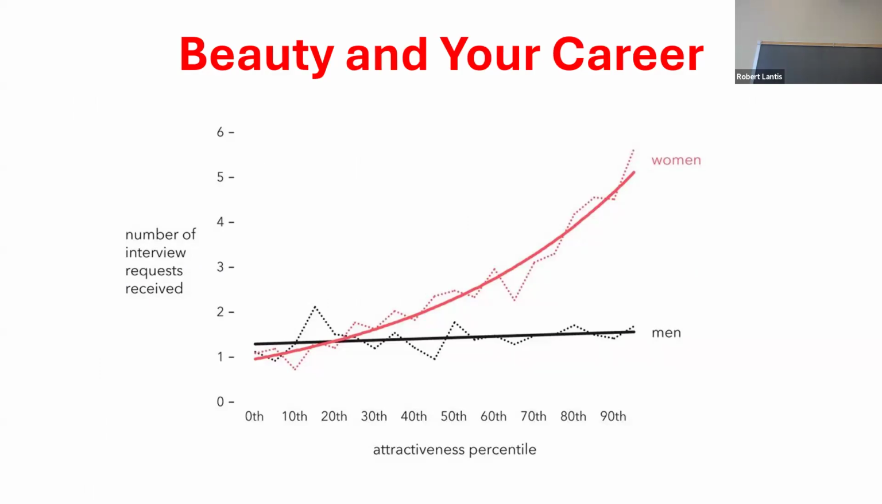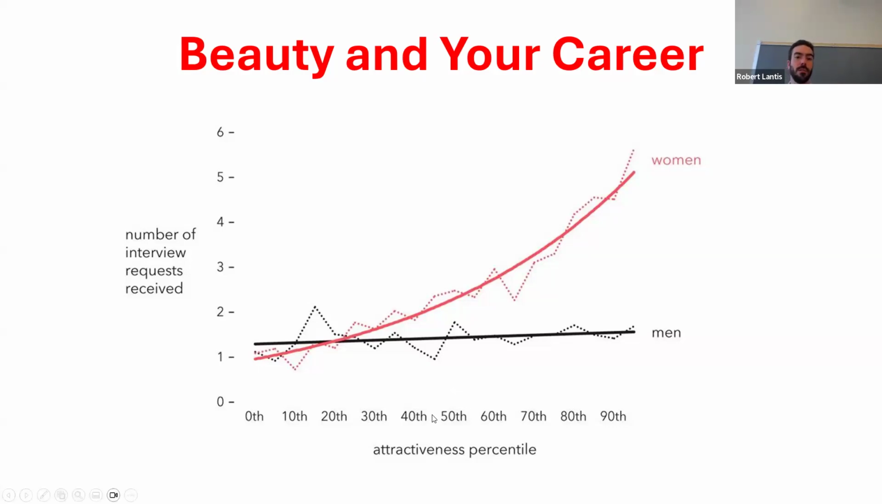So this relationship is the number of interview requests, and then your attractiveness percentile. We can estimate a line of best fit for men and for women. Now, for men, we see yes, being in a higher attractiveness percentile increases the number of interview requests, but not much, right? In fact, I believe it wasn't statistically significant. However, for women, we can see that the line of best fit is much more steeply sloped, right? There is a much larger effect. Okay?